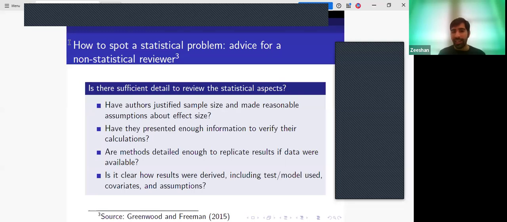Are the methods detailed enough to replicate results if data were available? Is it clear how results were derived, including the test, model, covariates, and assumptions, so all those things that we have already discussed in the previous sections. So you have to just ask those questions to yourself, right?